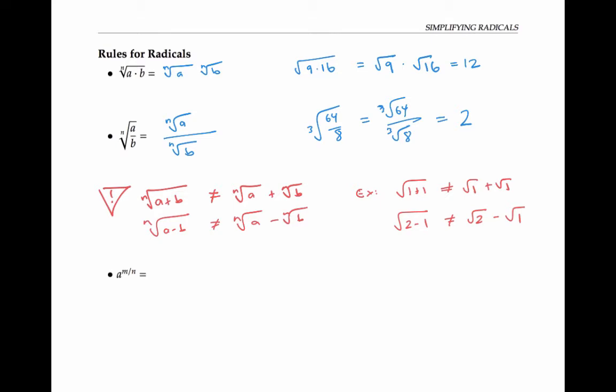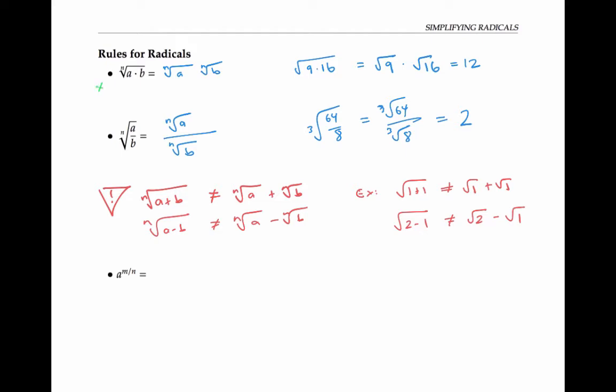You might notice that these rules for radicals, the ones that hold and the ones that don't hold, remind you of rules for exponents, and that's no coincidence, because radicals can be written in terms of exponents.